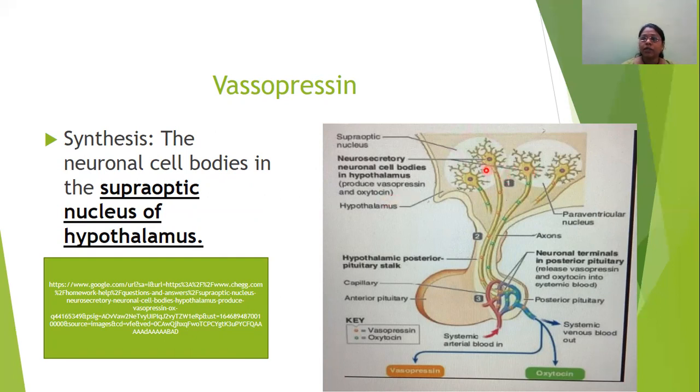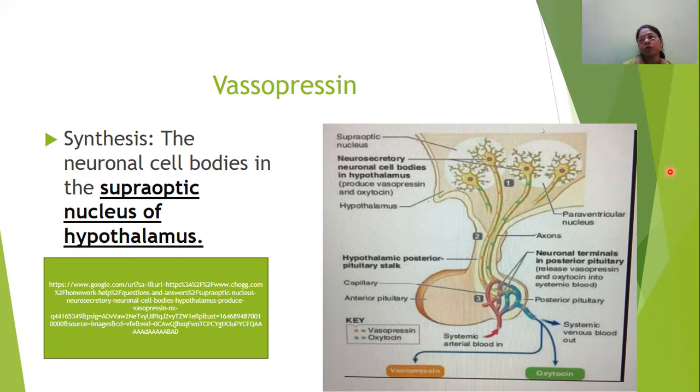And it contains a nucleus region which is called the supraoptic nucleus. So this is the supraoptic nucleus, and this supraoptic nucleus contains the neurons or neuronal cell bodies. And these neuronal cell bodies are responsible for synthesis of the hormone called vasopressin or antidiuretic hormone. And this hormone is synthesized in these neurons and then goes down to the posterior pituitary, and from the posterior pituitary it is released out in the blood, that is the vasopressin.